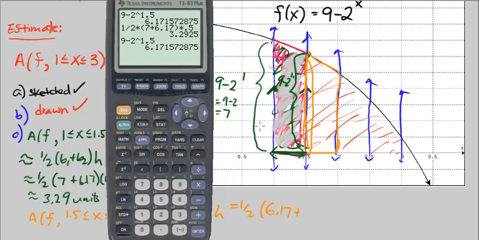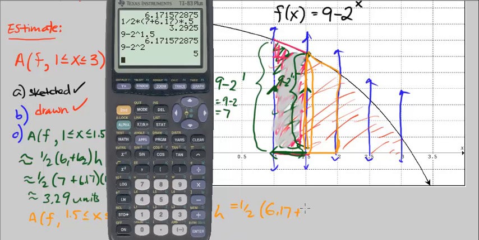The other base, we plugged in 2, so 9 minus 2 squared is 5. The height is the distance between these, which is 0.5. 1.5 to 2 is 0.5, right? So let's go ahead and calculate this. Half is 0.5 times 6.17 plus 5 times 0.5. Oops, let me fix that to make it 0.5.